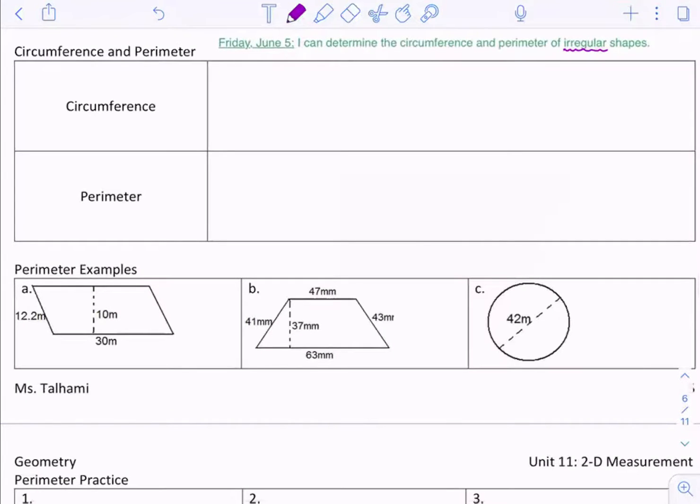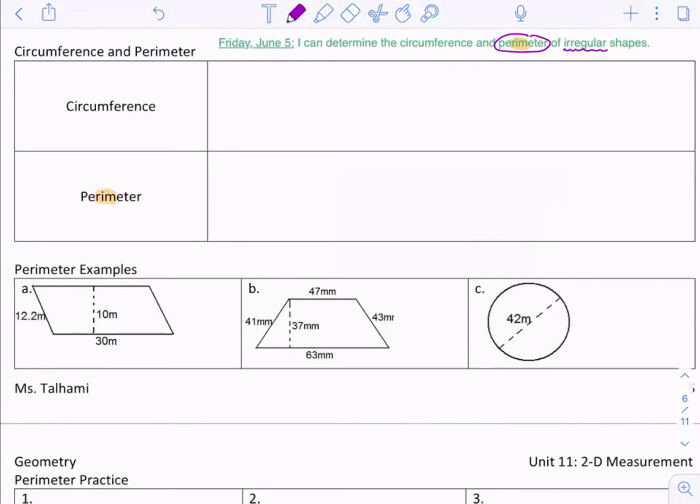Something else I want to point out in that word perimeter, I like to look at the three letters in the middle. They spell rim. Perimeter, all around the rim. We'll write a definition for that after.